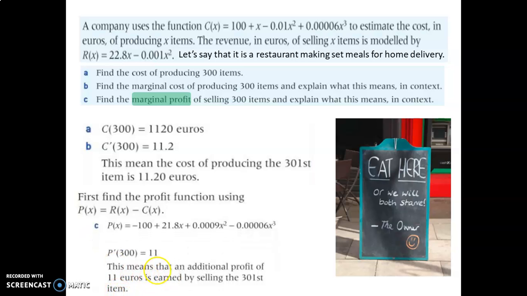Okay, check your work. There's the profit function. And when you take the derivative of it and put 300 into it, you get that marginal profit. So what that tells you is at 300 units of production for this restaurant, they are making 11 euro extra. At 300, they make 11 euro for that extra item. So good profit for them. All right, hope that makes sense.